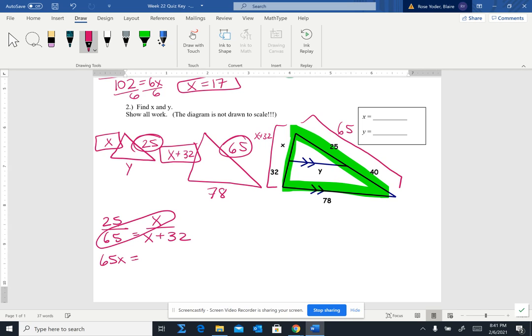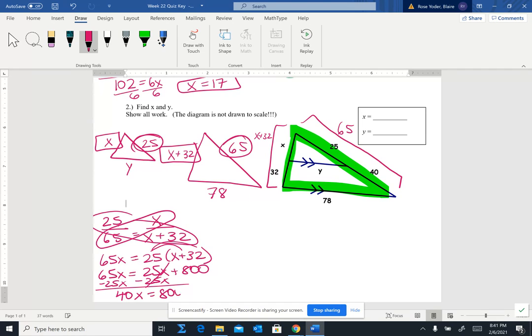65x, and then here again, we're going to have to do the distributive property. 25 parentheses x plus 32. And then I'm going to have to distribute the 25 to the x, which is 25x, and then the 25 to the 32. I think that's 800, but let me double check. Yep, so plus 800. Minus 25x is going to give us 40x equals 800. And then I'll just do a quick 800 divided by 40. And I get x is 20.